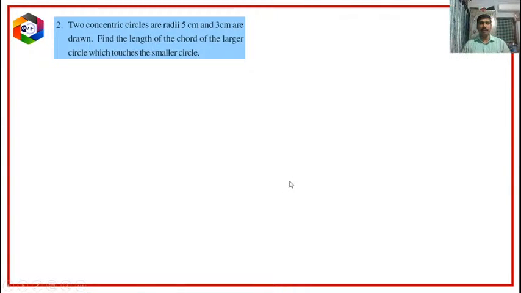So second question from 9.2, children. Two concentric circles of radii 5 centimeters and 3 centimeters are drawn. Find the length of the chord of the larger circle which touches the smaller circle. So once again the question is two concentric circles.